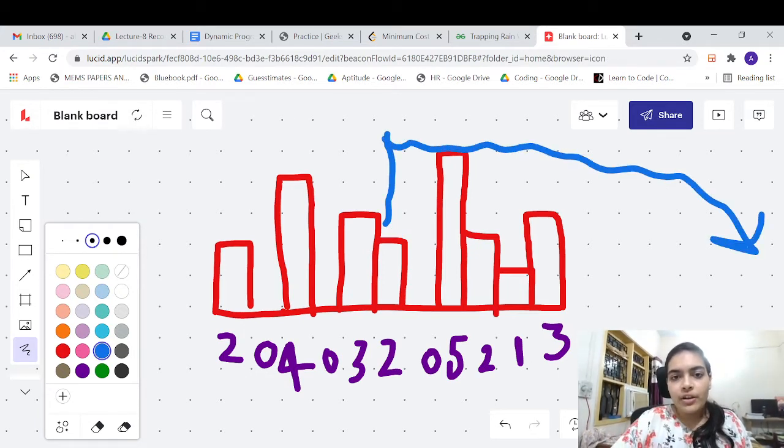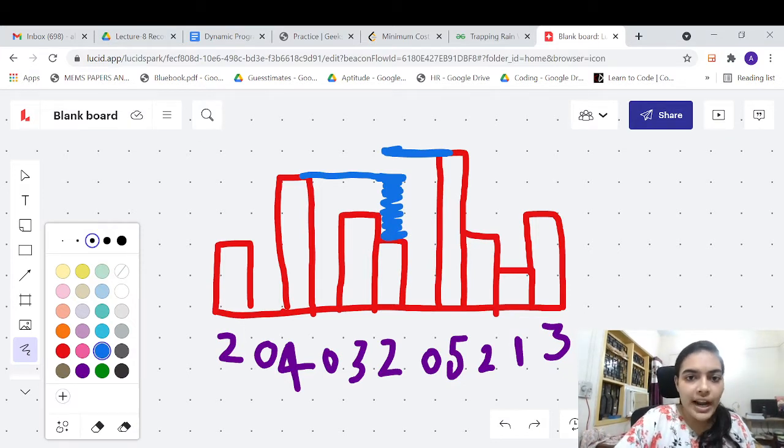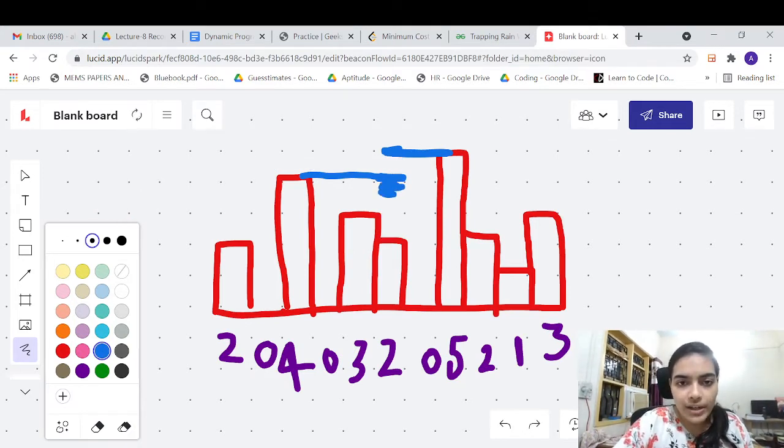Then it will spill. So from the right side you can store water up to this level, but from the left side you can store water only up to this level, right? So we have two levels for this particular block. From the left side we can store water up to here, and from the right side you can store water up to here, but here this water will get spilled. So you will not be able to store up to that level. You will be able to store up to the minimum level of these two. So you can store water up to here, and the water will not spill.